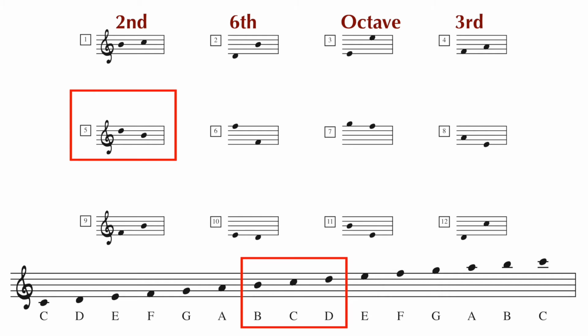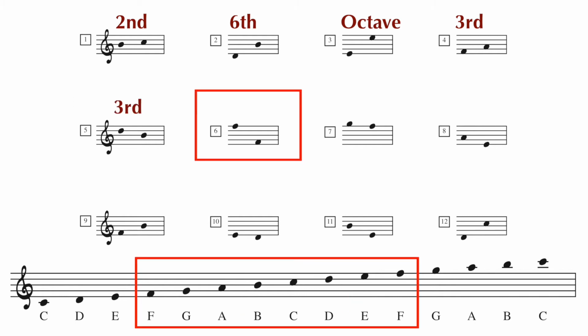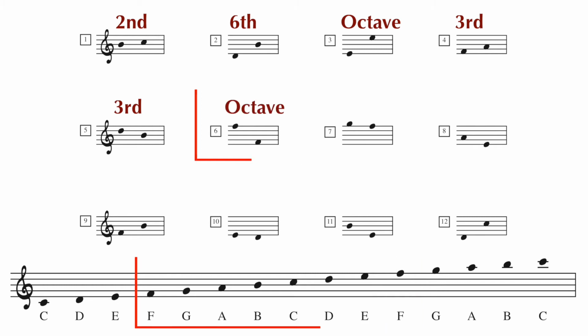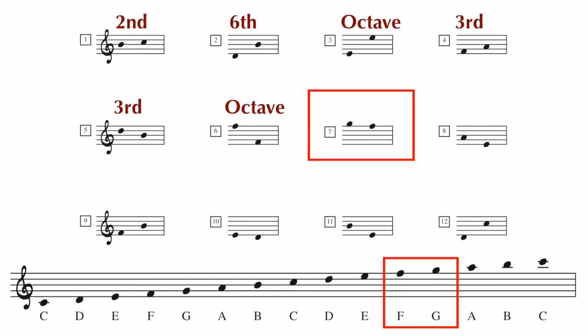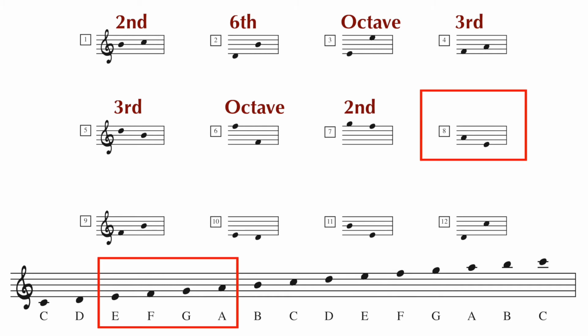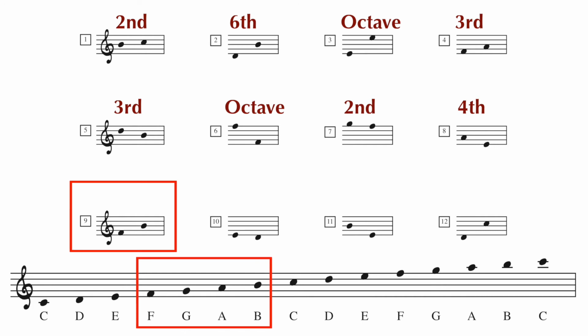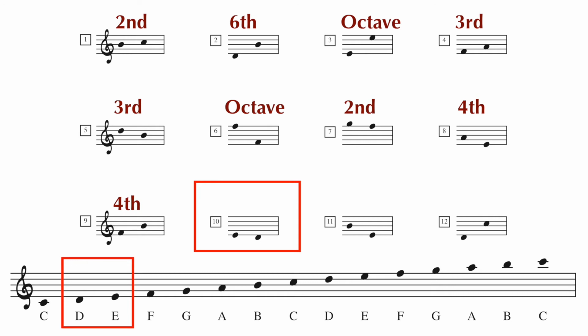Number 5, D going down to B, so D, C, B, that is the interval of a third. Number 6, the F going to the next F down, that's going to be an octave. Number 7, G going down to F, so G, F, that's a second. Number 8, A going down to E, so A, G, F, E, that's the interval of a fourth. Number 9, F going up to B, F, G, A, B, 4 notes, that's the interval of a fourth. Number 10, E going down to D, E, D, 2 notes, that's a second.